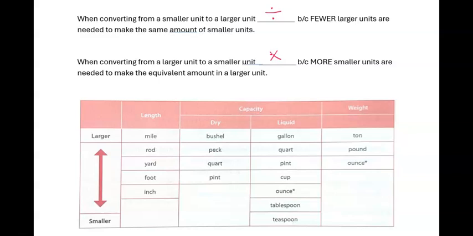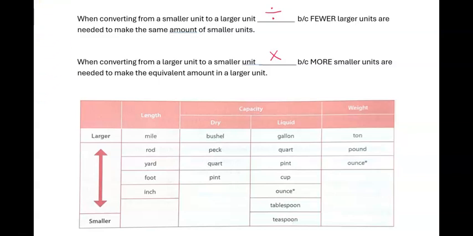But while we are still practicing, it helps to look at some charts. This chart that I have pasted up here is on page 35 in your book, and it shows you the larger to smaller units. So for example, with length, the larger unit is mile. You go all the way down to the smaller unit, which is inches. With capacity, dry, you go from bushel down to pint. Liquid, you go from gallon down to teaspoon. And with weight, you go down from ton to ounce. You will use this chart to determine whether or not you're going to multiply or divide, and then you will use the other chart on page 34 to determine your conversion factor.